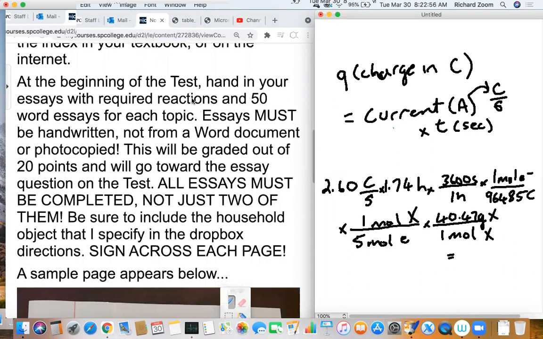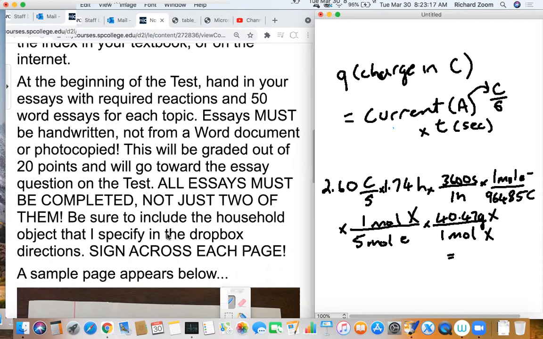And before the test, which means effectively before test 3 stops being available, you need to hand in the essays, and they must be handwritten, not from a Word document, not photocopied. It'll be 20 points. All the essays must be completed.